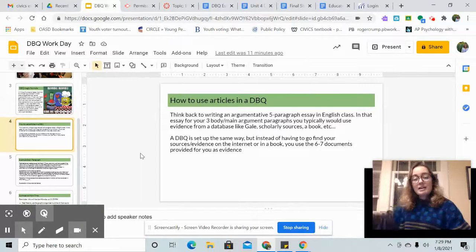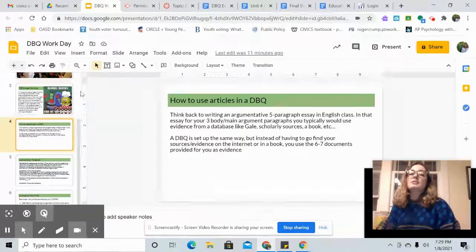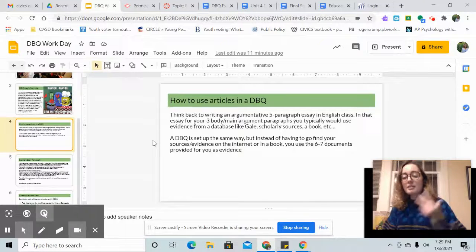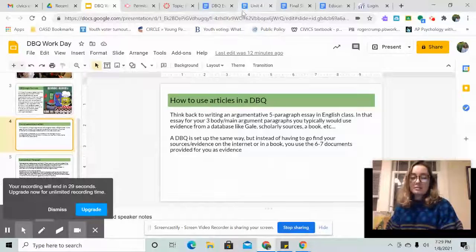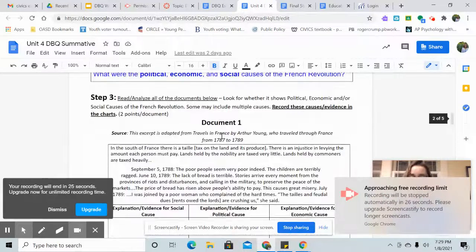So you don't need to do any outside research. For a DBQ, you don't need to Google, you don't need to find sources to cite. So it's actually making your life easier. You don't have to do any outside research except for reading through these 6 or 7 documents that you're given and understanding them and taking notes on them. So in our case, that is these documents here.